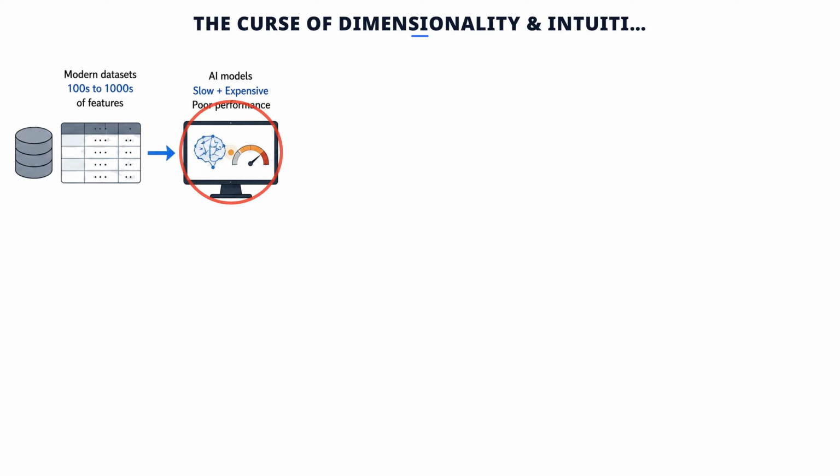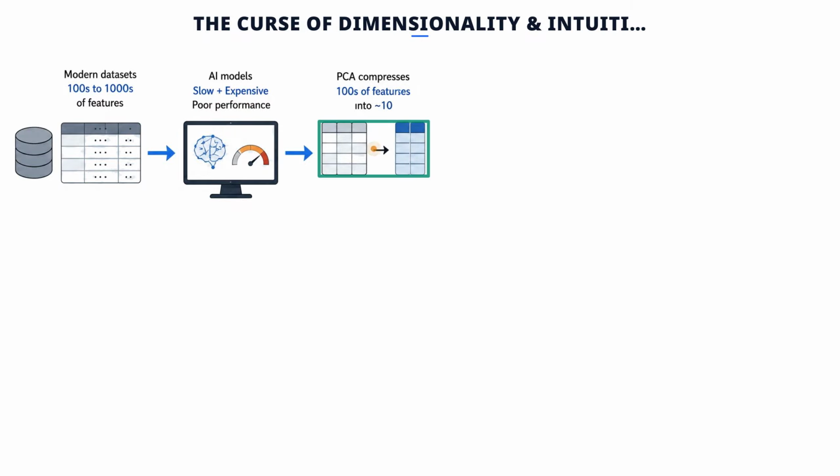This is where principal component analysis, or PCA, comes to the rescue. PCA is a mathematical technique designed to compress these hundreds of features into a much smaller, manageable number, say just 10 features, while retaining the most critical information from the original dataset.